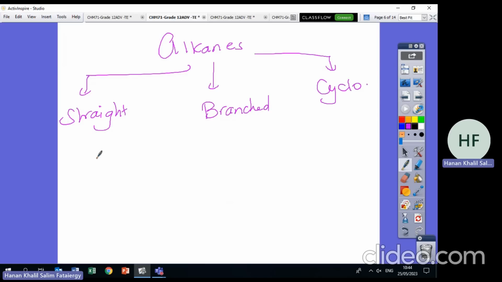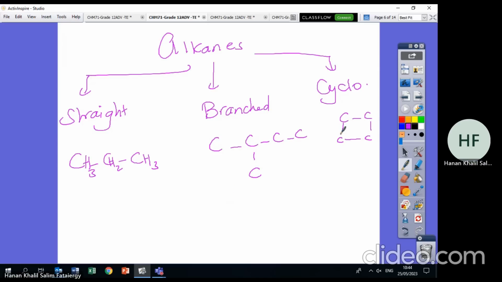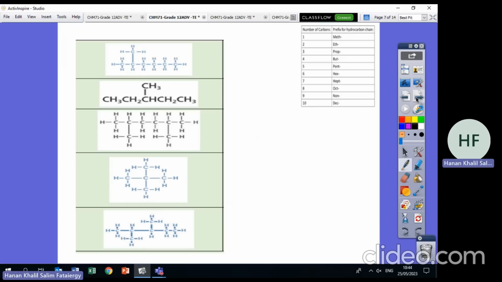Now, whenever I say straight, you will see 1, 2, 3, for example. Okay, this is 3, this is 2, this is 3, this is straight. Now branched, you will see 1, 2, 3, 4, and we have a branch. Cyclo means you will see it like this, closed shape. Okay, so there are 3 different types of alkanes. Now, how do we name each one? Yalla, try to think of ways of naming them.